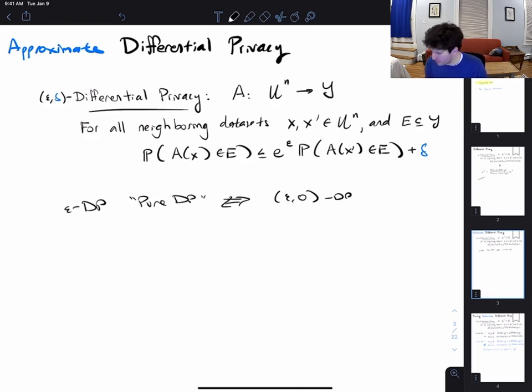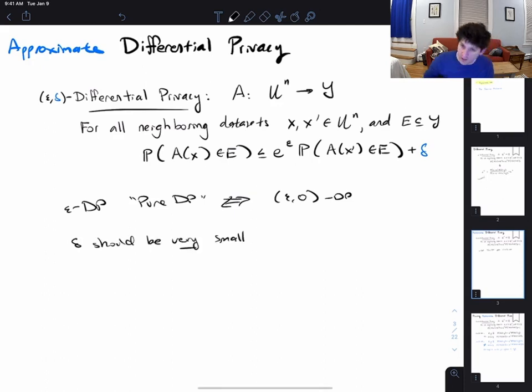There are a couple of points we should make about this definition. One of them is that delta should be very small. The reason is that, unlike epsilon, we should think of delta as potentially being like the probability of a total privacy failure.